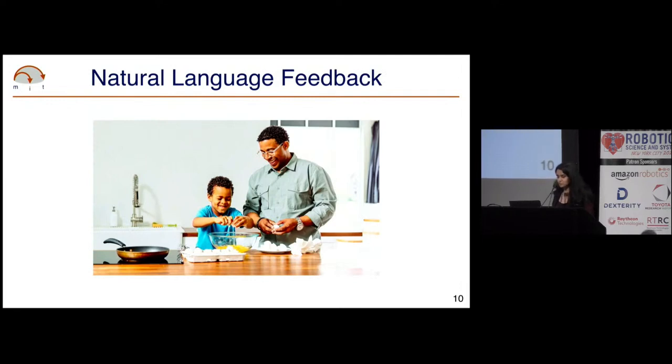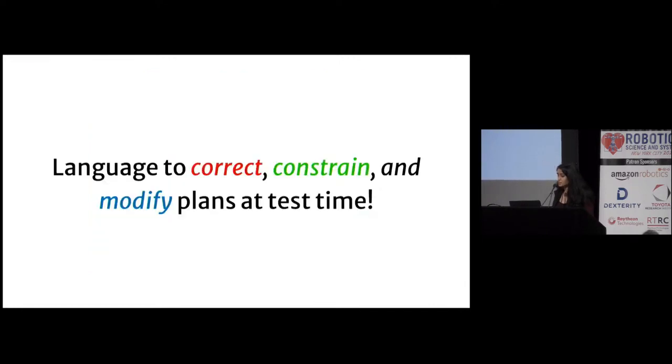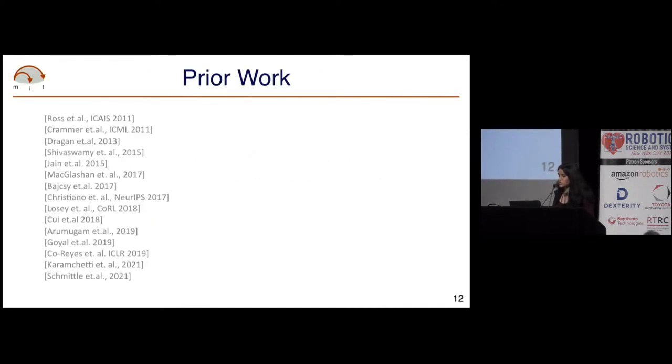When people work together to perform complex tasks, we have a much better tool for modifying plans on the fly: language. Language is a concise and descriptive system that allows us to index a wide set of factors of variation. It also allows referring to a range of abstract concepts that may require several demonstrations to convey otherwise. And this talk is going to be about bringing this ability to robot systems and use language to correct, constrain, and modify plans at test time.